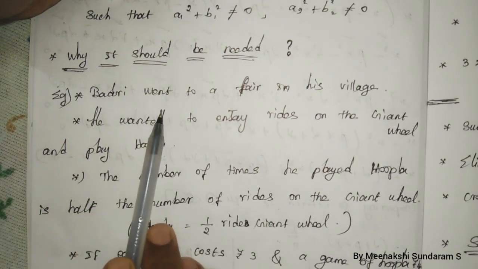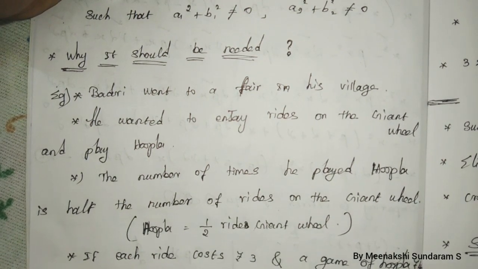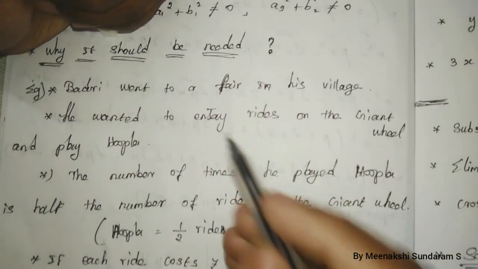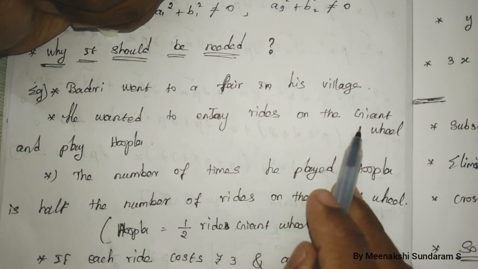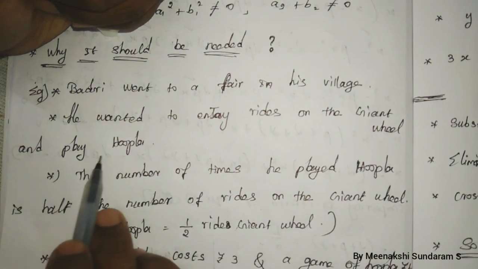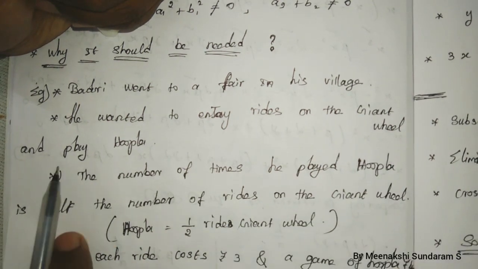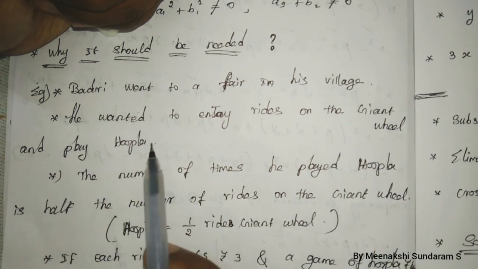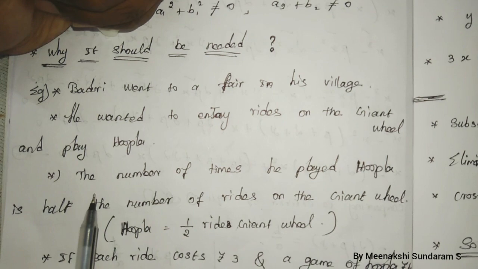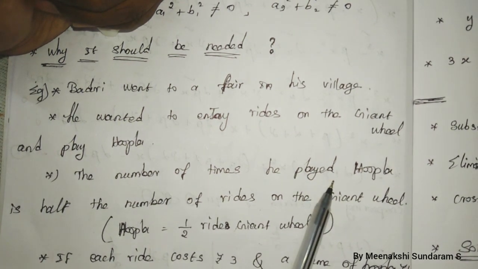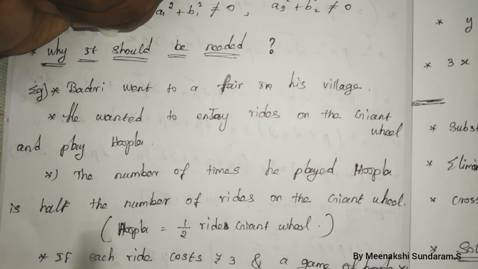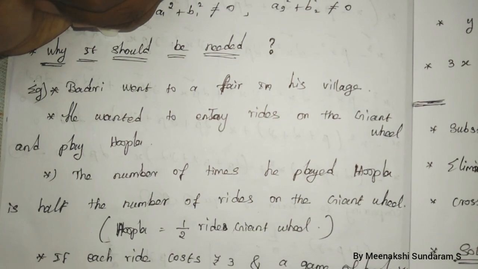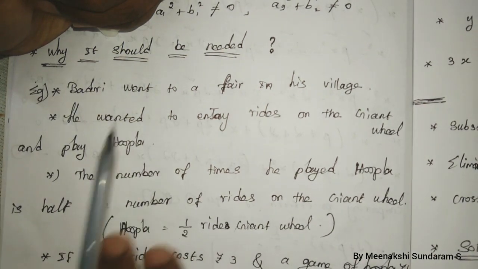First, consider the situation. Badri went to the fair in his village. Next, he wanted to enjoy rides on the giant wheel and play hoopla. He wants to ride the giant wheel and play hoopla. I hope you all know the giant wheel as well as the hoopla game. Next, listen carefully: the number of times he played hoopla is half of the number of rides on the giant wheel. See the condition.